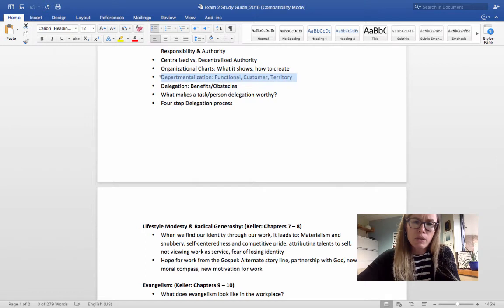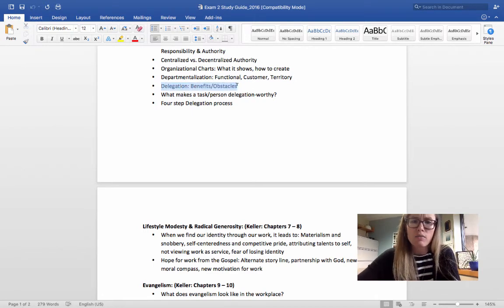You will need to be familiar with different types of departmentalization. That's just how the organization is structured, not how they organize their products. It's how the people are organized. Are they organized by the function that they do, by the customers that they serve, by the location that they are in? So remember what that is.